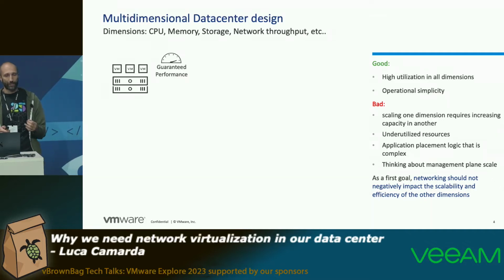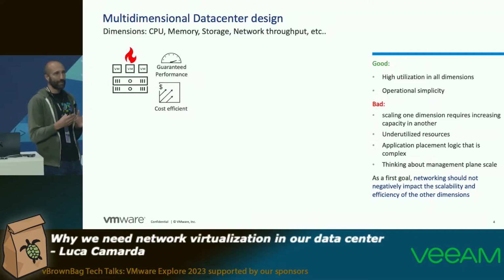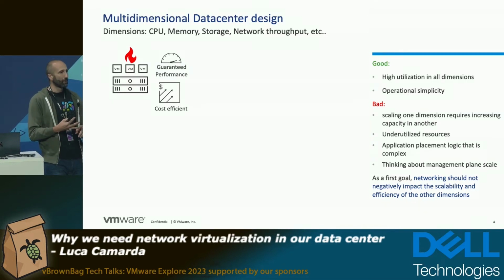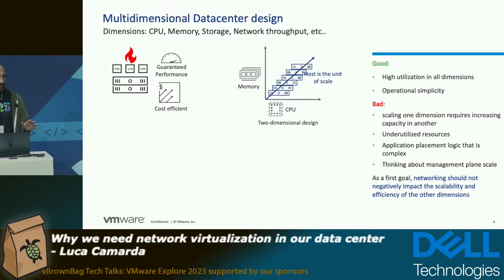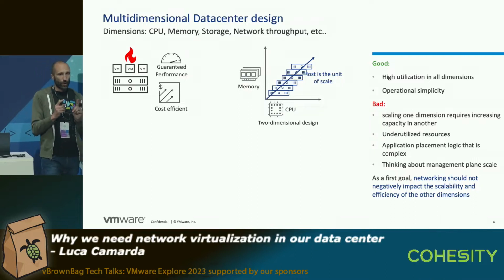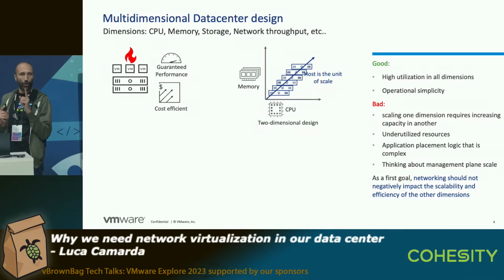And to be cost efficient, it must run hot. That means that you cannot waste resources. So your CPU, memory, all the dimensions of your private cloud must be consumed. In the early days of virtualization, the problem was a bidimensional problem. You had CPU and memory, and your unit of scale was a single host.